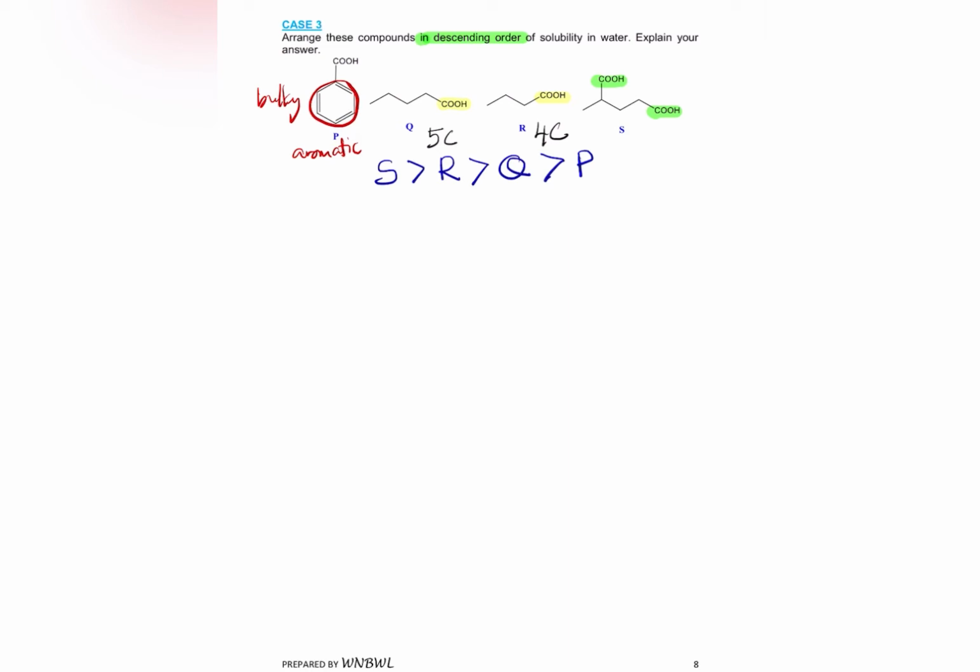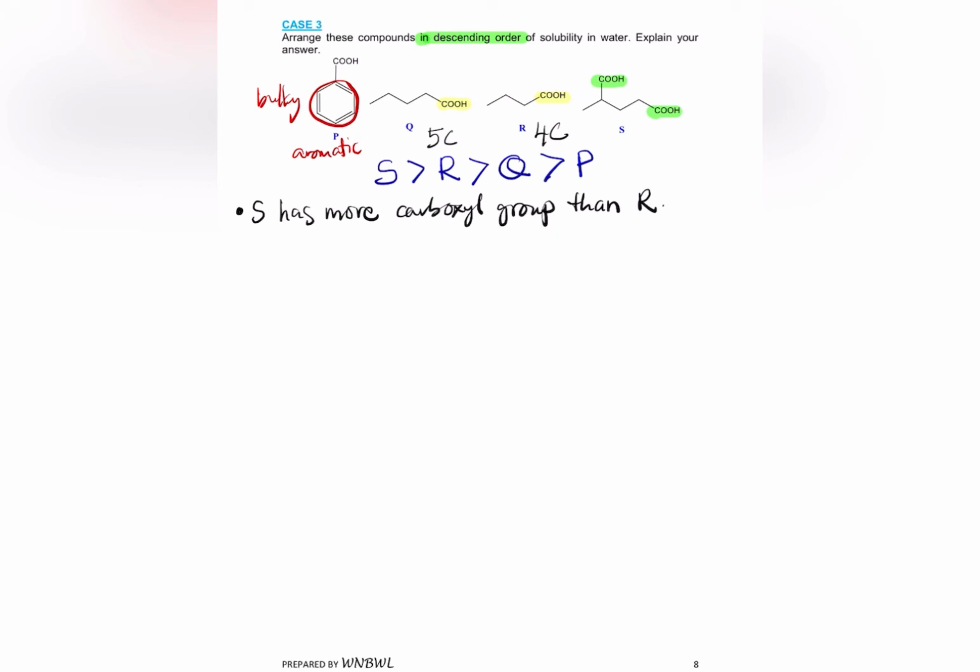We have the first paragraph between S and R. S is a dicarboxylic acid while R is an aliphatic carboxylic acid with 1 carboxyl group. So we are going to compare based on the number of carboxyl groups. I'm going to choose S as my subject. So I will write it down as: S has more carboxyl groups than R. So that is the first point.